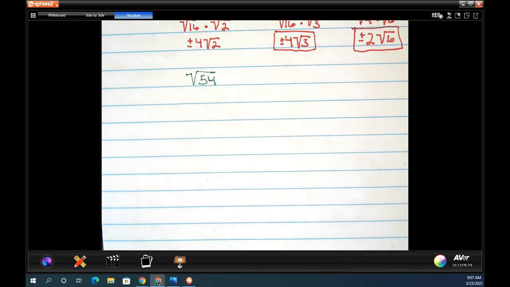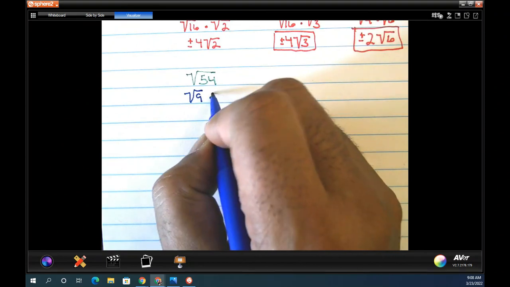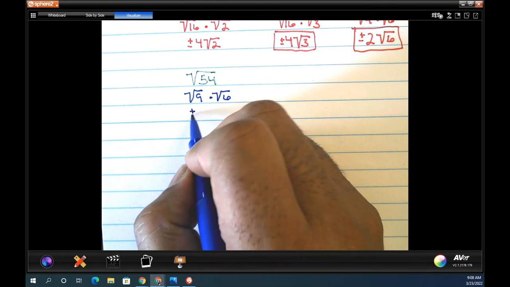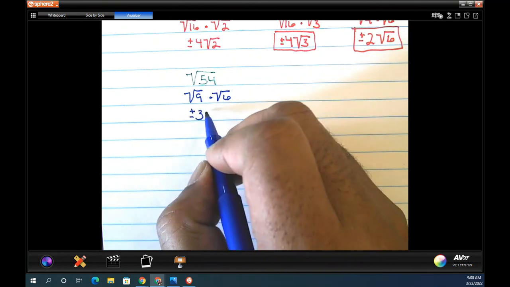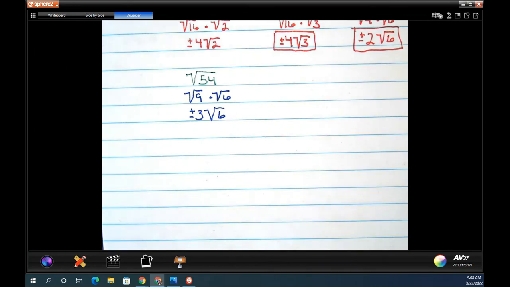Okay. Here's what you should have gotten. The square root of 9 times the square root of 6, which breaks down into plus or minus 3 times the square root of 6. That's it.